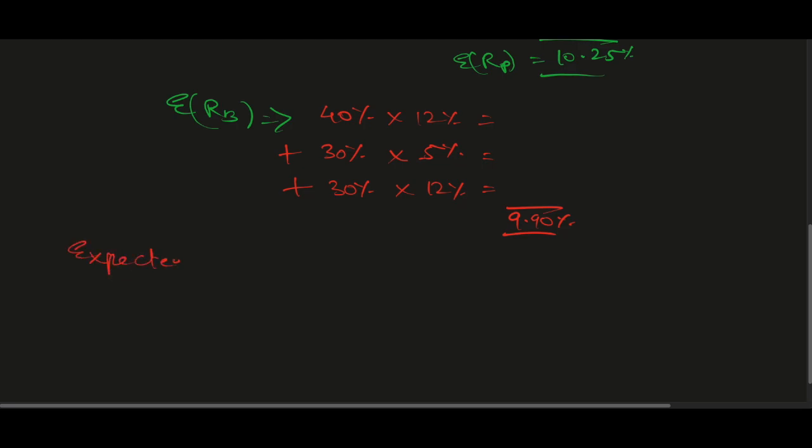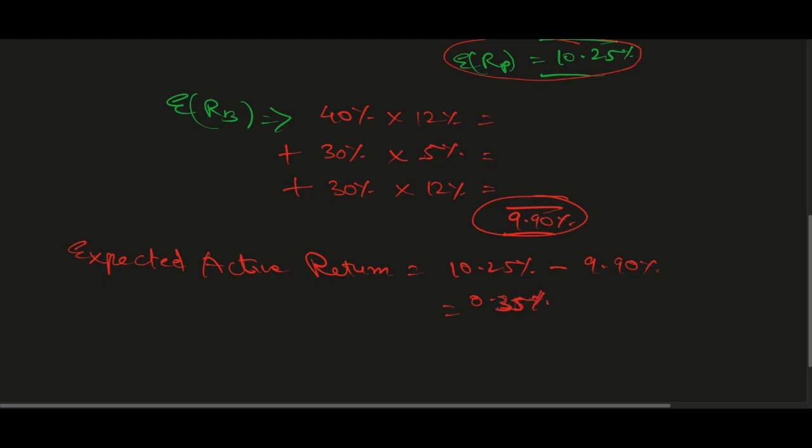Okay, so therefore expected active return is equal to expected return of the portfolio, which is 10.25%, minus expected return of the benchmark, which is 9.90%. It comes to 0.35%. Okay, so this is the easiest way to calculate the expected active return.